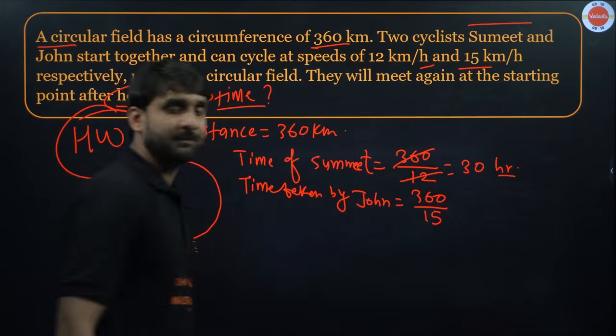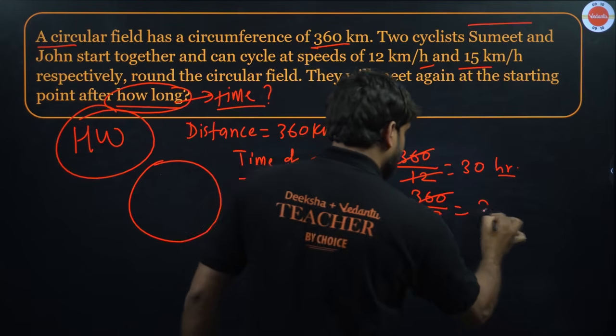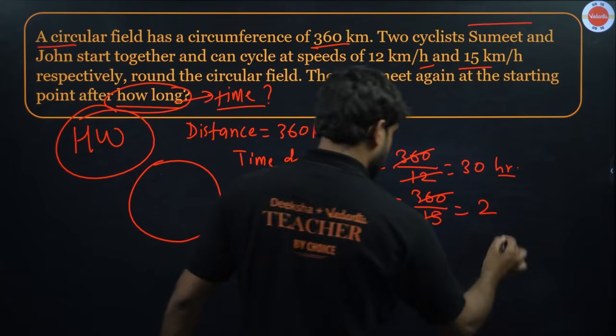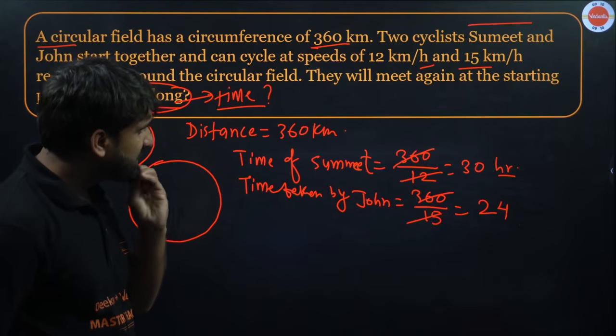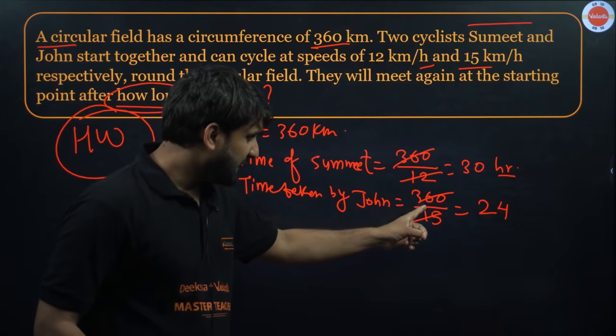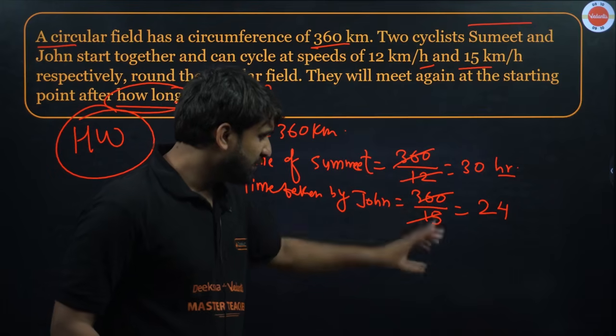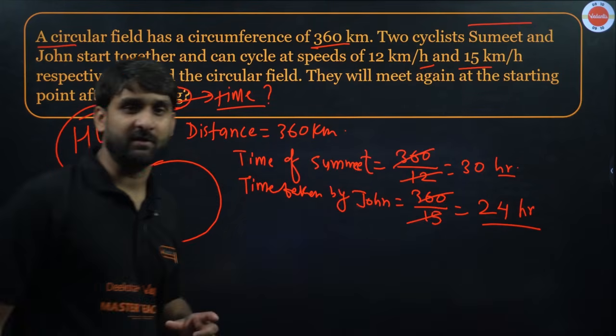This is 15 here. Is it clear? We can cancel this by 15, 2 ja 30, and 15, 4 ja, I think 15, 3 ja. 12 3 30, 15 2 ja 30 and 36 0. So 15, yes, 24 hour. He is taking 24 hour.